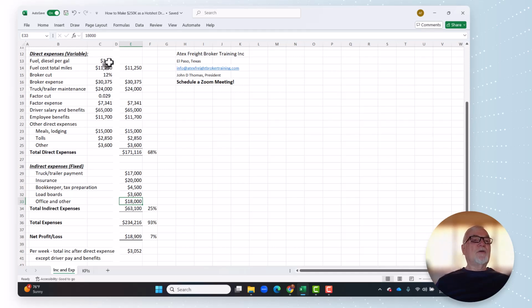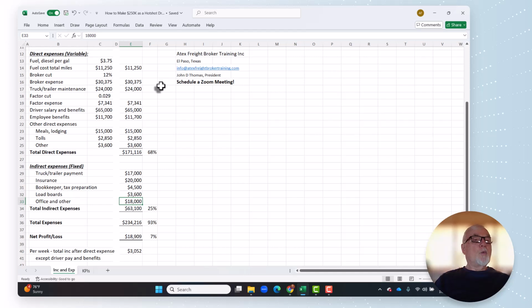I've got diesel fuel at $3.75 a gallon. I think this is pretty close to the national average. And let me mention here, before I get too deep in, all of these figures, most of them, are hypothetical. Do not look at this as if this is what you should be doing or could be doing. These are hypothetical. Some of these expenses could be way off base.